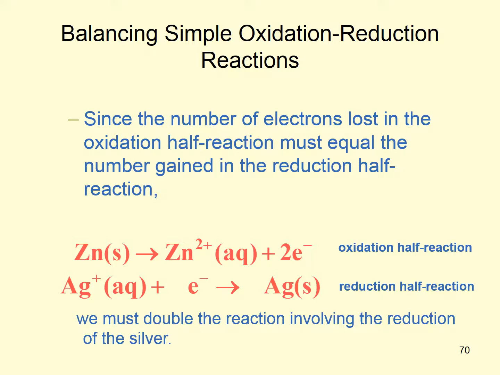Well, we're going to have to double the reaction involving the reduction so that we can have 2 electrons. If we double everything, we have to double them all to keep it balanced. Now we have 2 electrons on the left, 2 electrons for being reduced, and 2 electrons on the right for being oxidized.